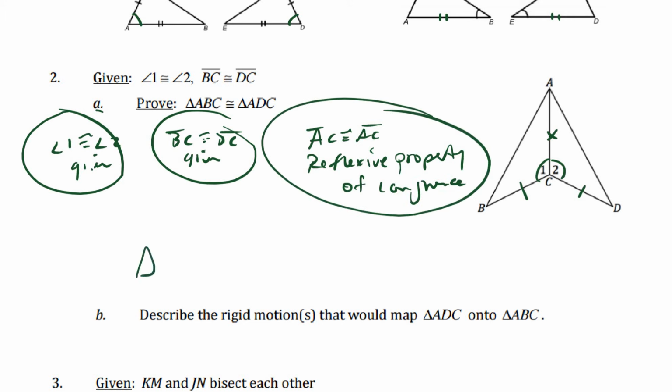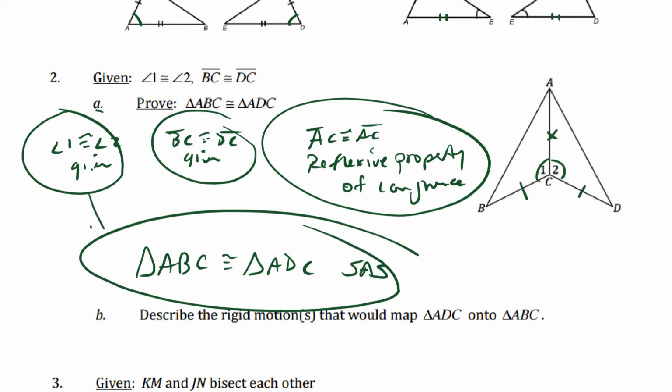Then I can say that the 2 triangles ABC and ADC are congruent by side angle side. I have an angle, I have a side, and I have a side. What rigid motions would reflect one onto the other? This would be a reflection over AC.